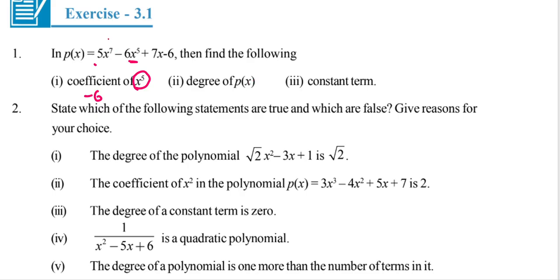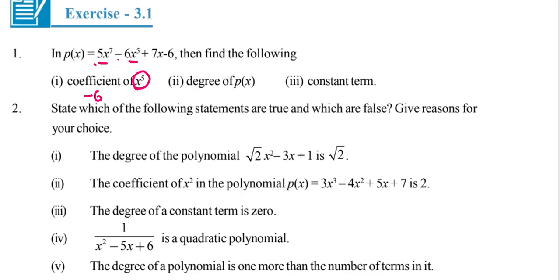Now, the degree of this p of x. Degree means, here 5x power 7 is one term, minus 6x power 5 is another term, 7x is another term, and minus 6 is another term. How many terms? 1, 2, 3, 4 terms are there.